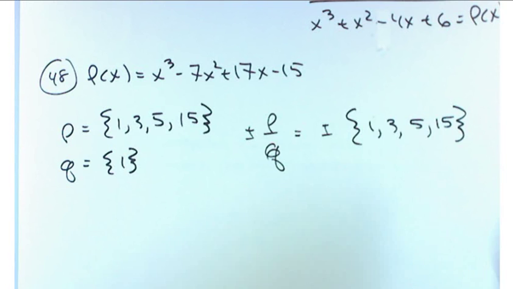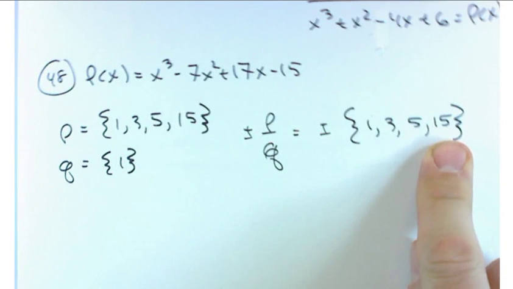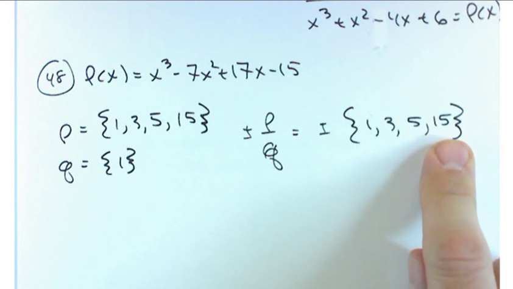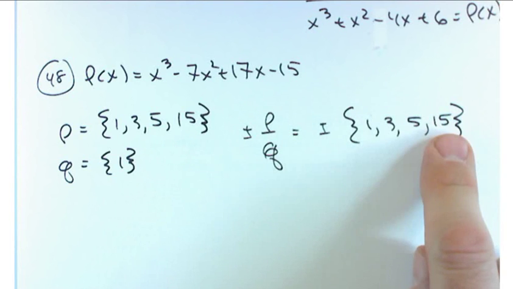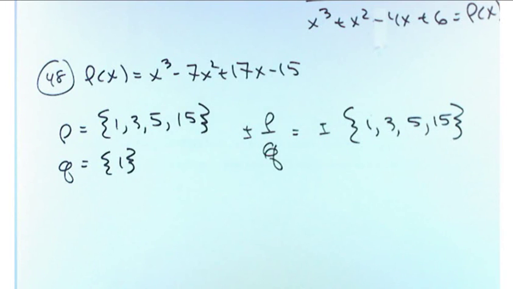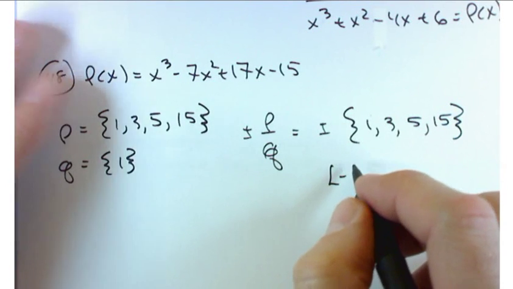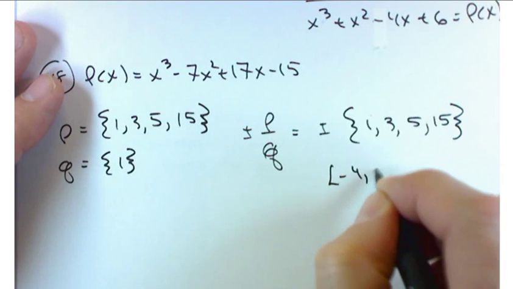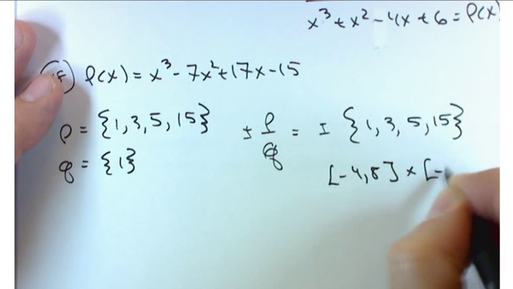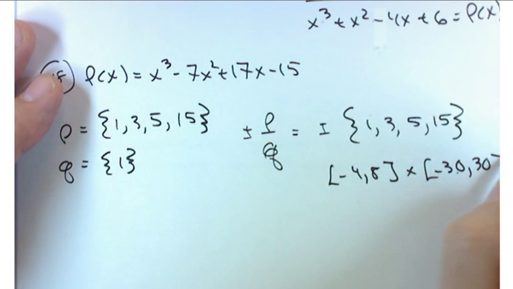Now that actually kind of gives you an easy way to set up your window. If you didn't know what to do, you could set it up so that you could capture the biggest or smallest that your rational roots could be. So you'd go from, say, -16 to 16. Now I'm going to help you out a little bit on this one. I would suggest that we set our window according to this. -4 to 8 by -30 to 30.